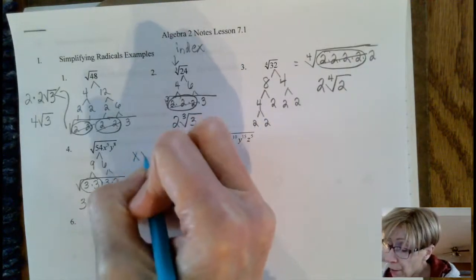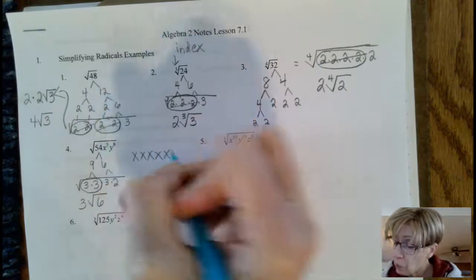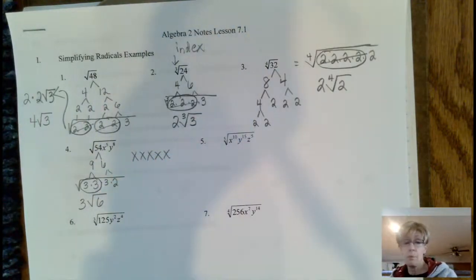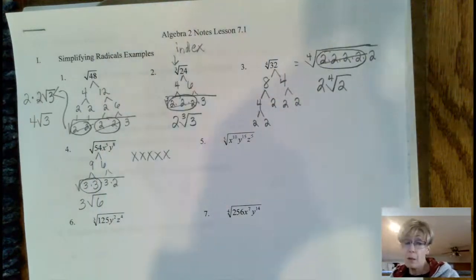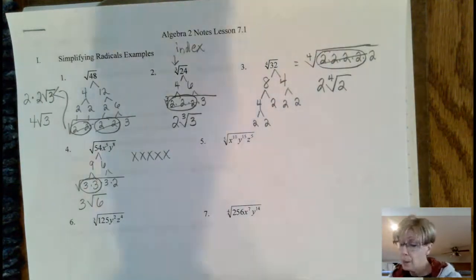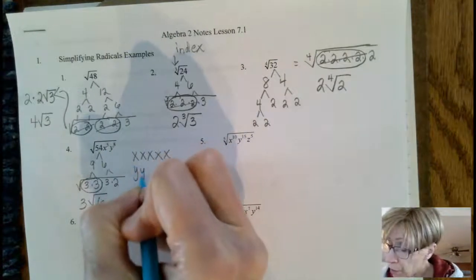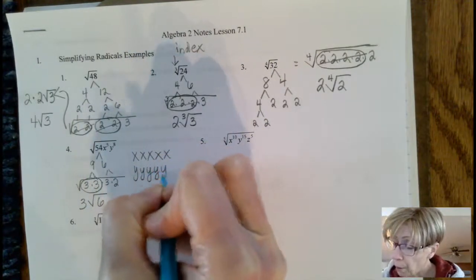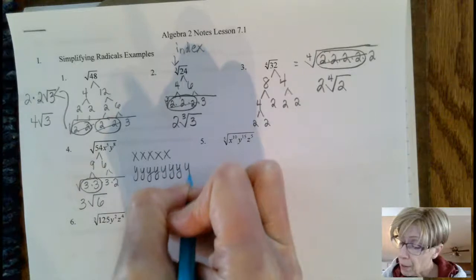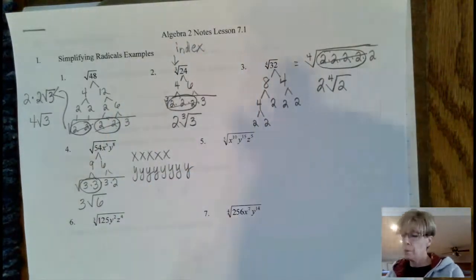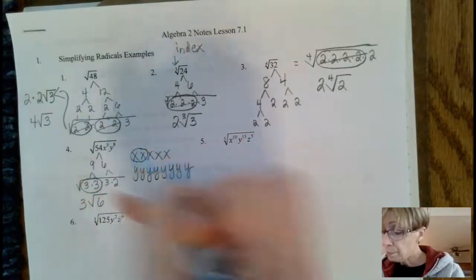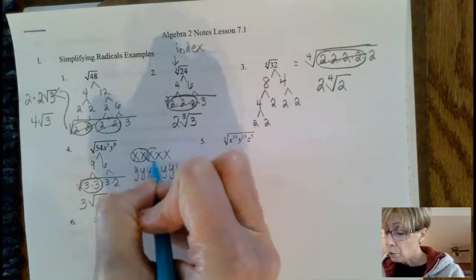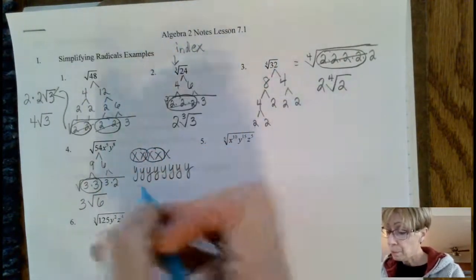So x to the 5th is x times x times x times x times x. And what we're looking for is 2 of the same to take out 1. Same thing with the y's. 1, 2, 3, 4, 5, 6, 7, 8. And again, we're taking the square root, so we want 2 of the same to take out 1.